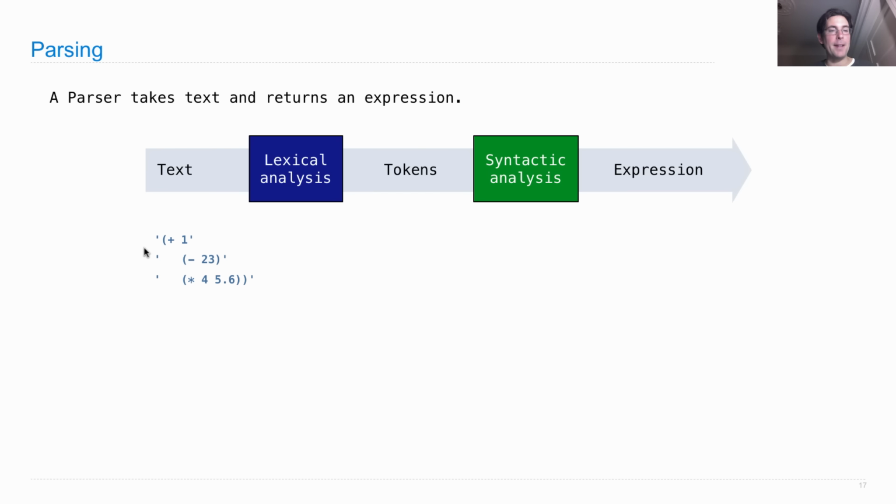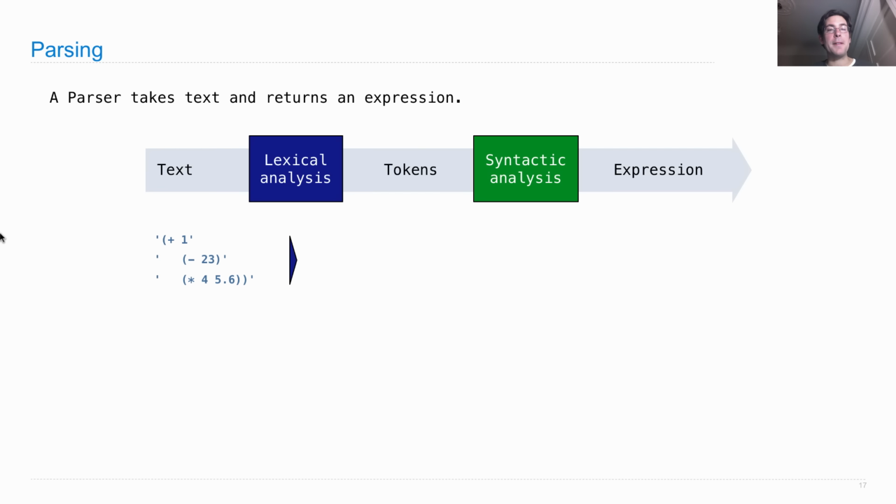Let's say I typed in the following 3 lines. Open paren plus 1, and then on the next line, minus 23, and on the next line, we have another sub-expression, times 4, 5.6, and then closing parenthesis there, closes this one, and then we finally have the closing parenthesis for the original opening parenthesis 2 lines before.